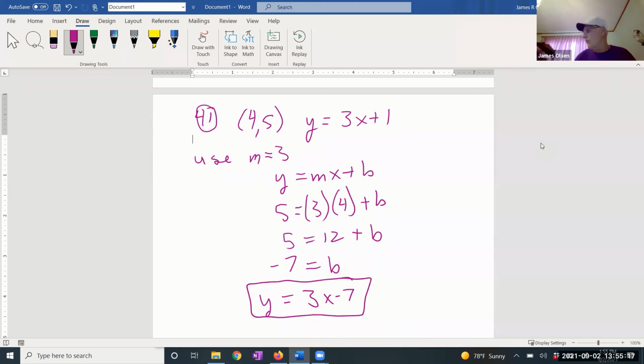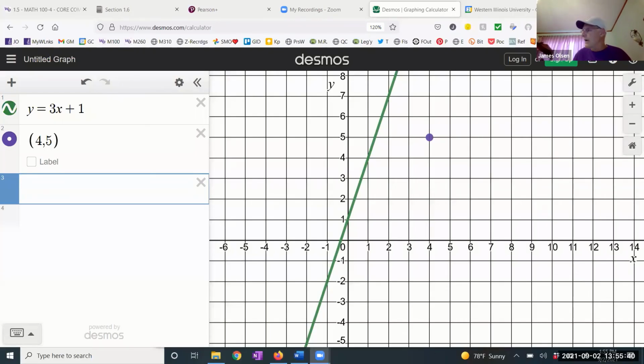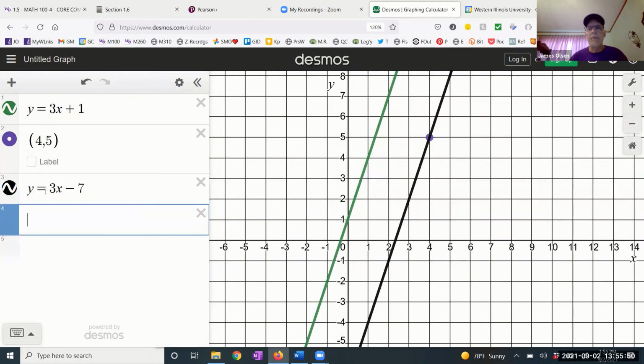And we can check that over on Desmos. Let's put in the equation y equals 3x minus 7 and see if it's parallel and see if it goes through the point. Y equals 3x minus 7. Bada bing, bada boom. It is parallel and it does go through the desired point.